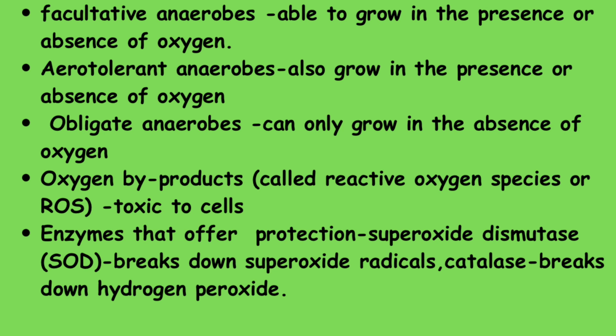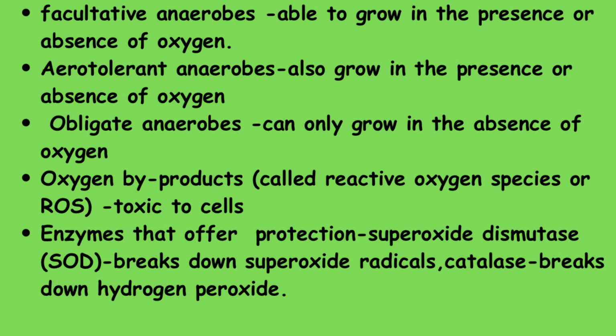Then there are oxygen byproducts, that is called reactive oxygen species or ROS. So these oxygen byproducts, they are toxic to the cells. They are even toxic to the cells using aerobic respiration. These oxygen byproducts include superoxide anions, hydrogen peroxide and hydroxyl radicals.